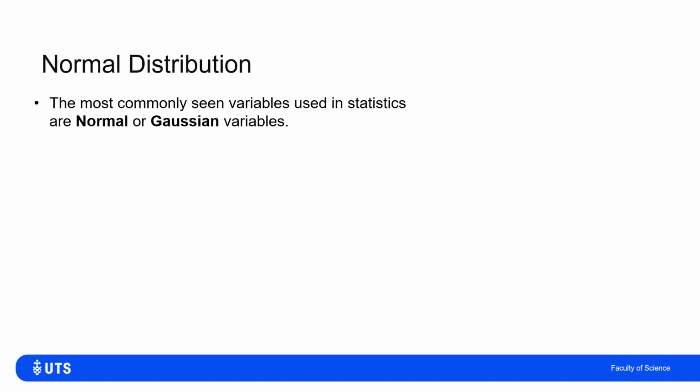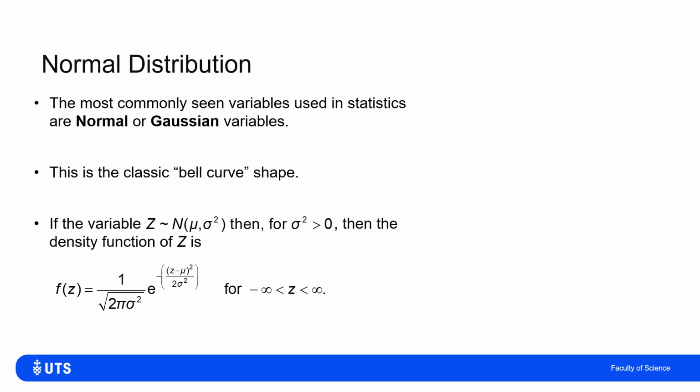I'm sure that if you have done a statistics subject before, you'll be reasonably familiar with the normal distribution or normal variables. And this is the classic bell curve shape. So symmetrical around the middle, around the expectation, and it drops away either side of that. Mathematically speaking, it depends on two parameters, a mu and a sigma squared. The sigma squared describes a variance, so it has to be positive, sigma squared is greater than 0, whereas mu can be any real number.